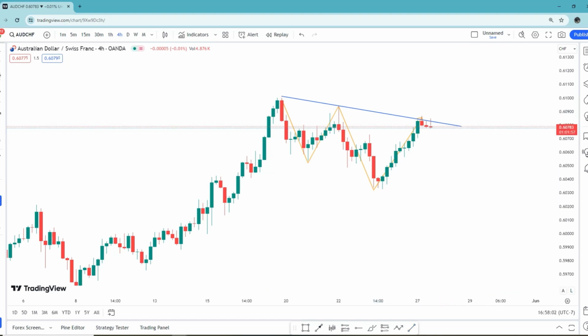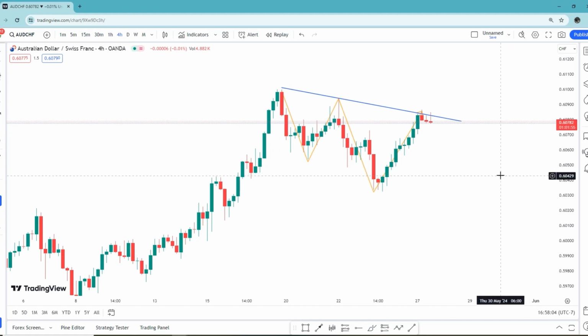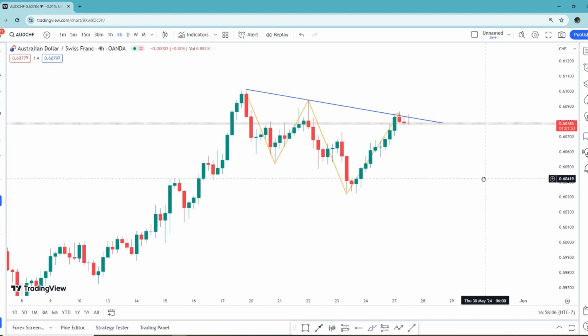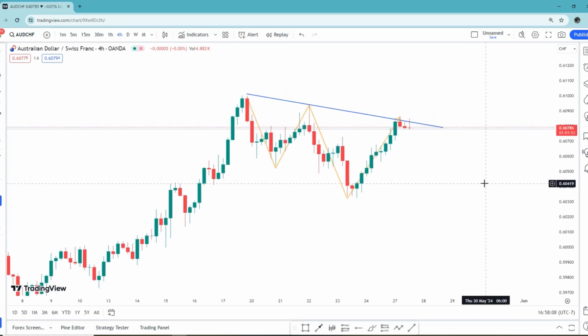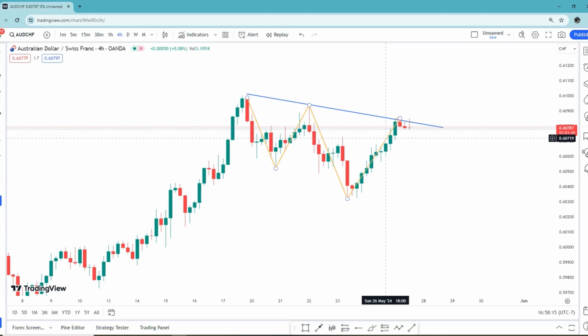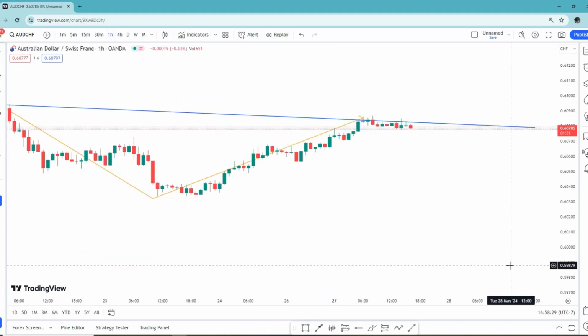Now, since we have 3 touches to the trend line, this is more powerful, right? So now we'll start paying attention to the market. We're gonna switch to the 1 hour time frame, down to the 15 minutes time frame, just to have a clear picture. So right now, let's go on the 1 hour time frame. We must have a clear picture.